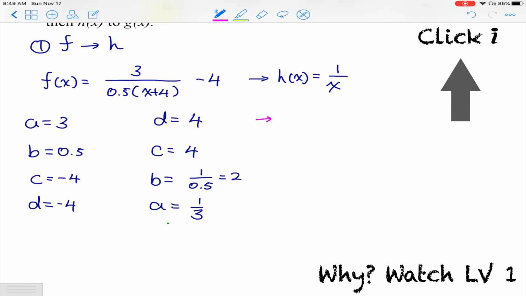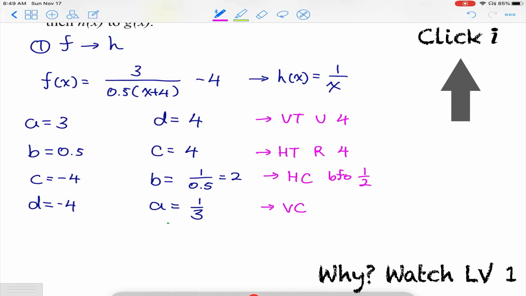The d gives the transformation of vertical translation up by 4 units, and c being 4 gives me horizontal translation right by 4 units. Then b being 2, which is greater than 1, tells me this is horizontal compression by a factor of 1 over 2, the reciprocal of the b value. And the last one, 1 over 3 for a, gives me vertical compression by a factor of 1 over 3. So this is from f to h.